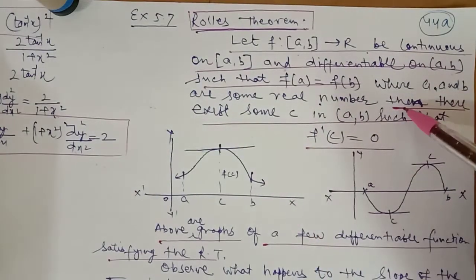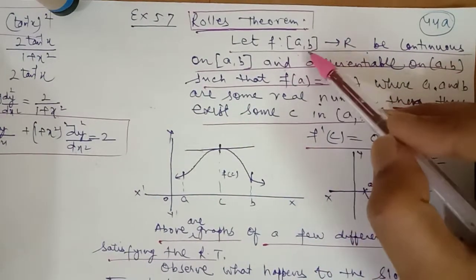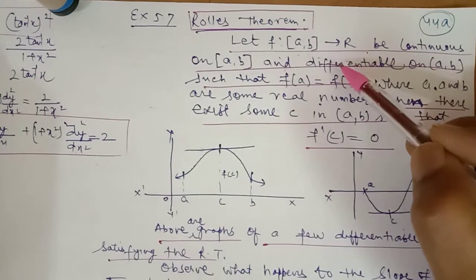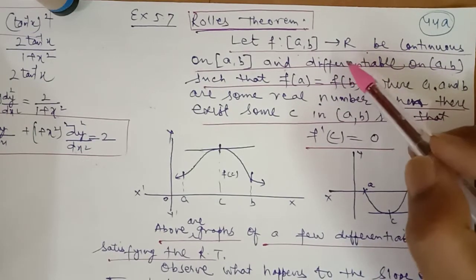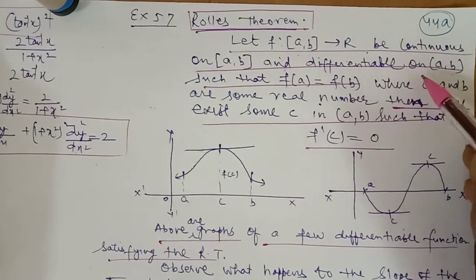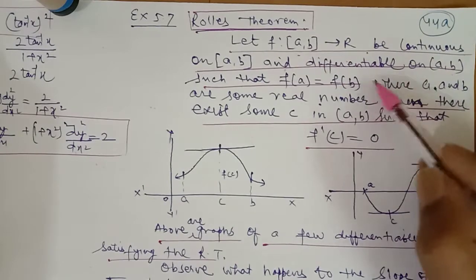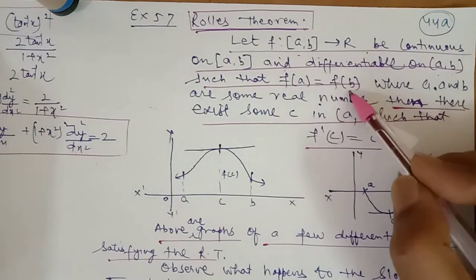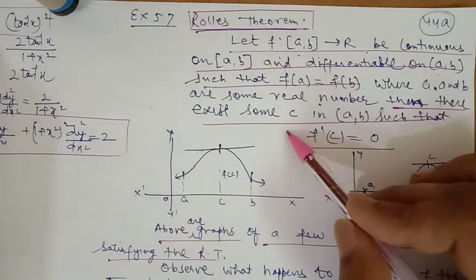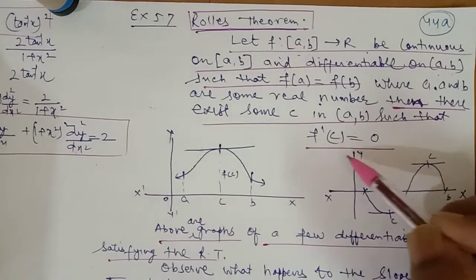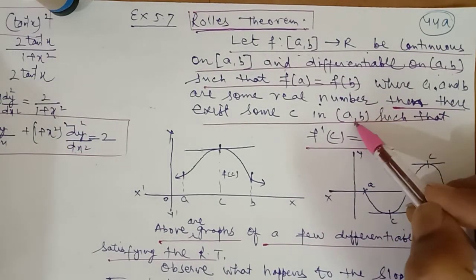If these conditions are satisfied for this function from the closed interval to the real numbers, then we say that this function satisfies Rolle's theorem. That is, for Rolle's theorem to be satisfied, the function must be continuous in the closed interval [a, b], differentiable in the open interval (a, b), and f(a) is equal to f(b). Then there exists some point c in this open interval (a, b) such that f'(c) is equal to 0, and c must lie in the open interval (a, b).